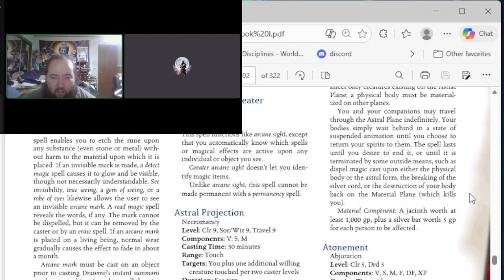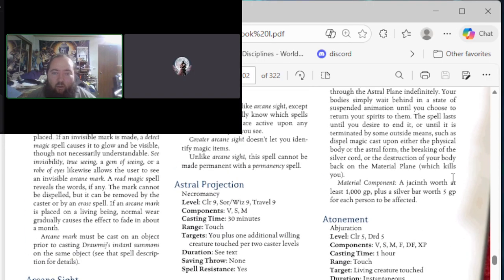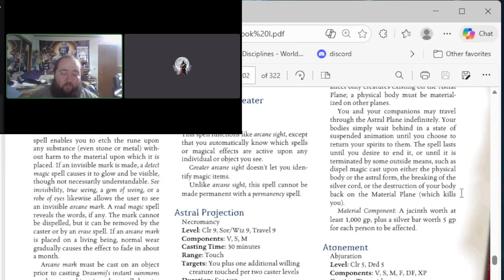Material components: a jacinth worth at least 1,000 gold pieces, plus a silver bar worth 5 gold pieces for each person to be affected. Which means this is a pretty expensive spell, even though by that point it's not going to be that expensive for you. Because the ability to get 1,000 plus 5 gold pieces per additional person shouldn't be that hard by that point, it still technically can be listed as a costly spell.